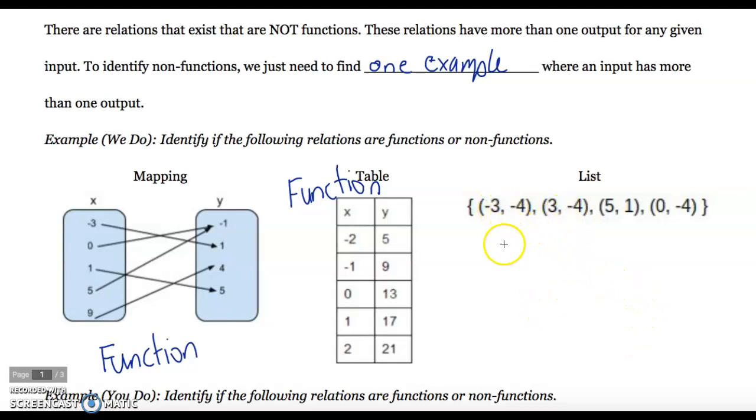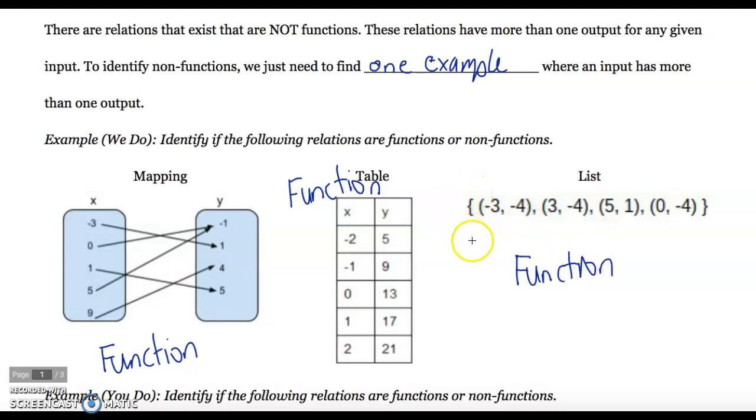And then last but not least, you check your list. So -3 goes to -4, 3 goes to -4, 5 goes to 1, and 0 goes to -4. That is perfectly fine. It's okay that -3, 3, and 0 all go to -4. That just means that these numbers all technically have the same birthday, and that's okay. We talked about that people are allowed to have the same birthday. So that is also a function.